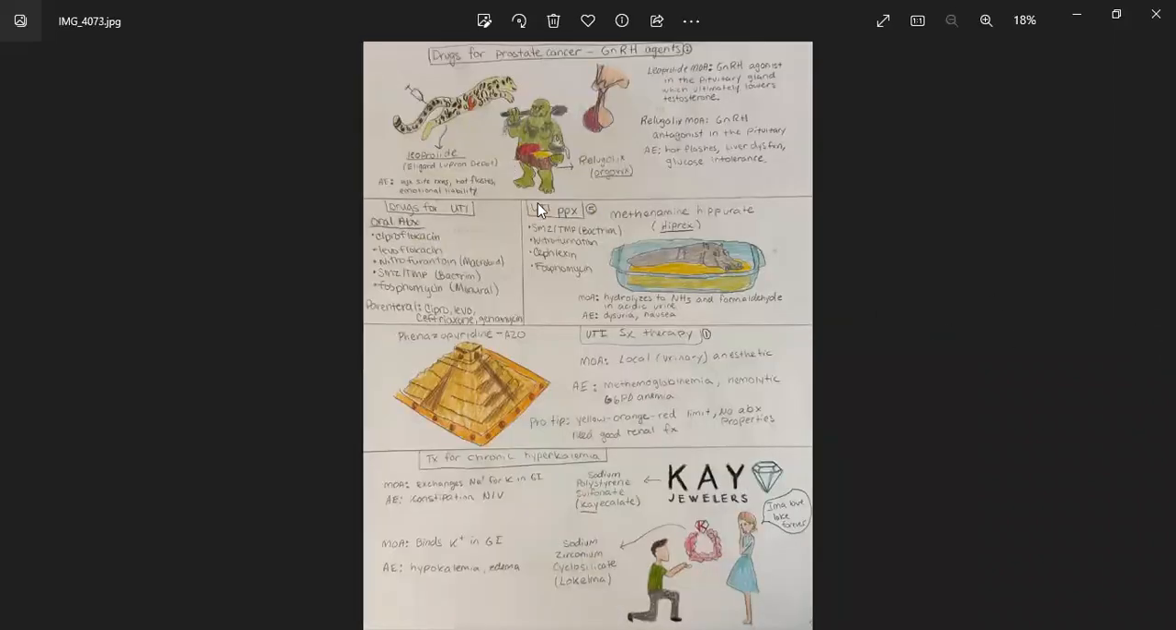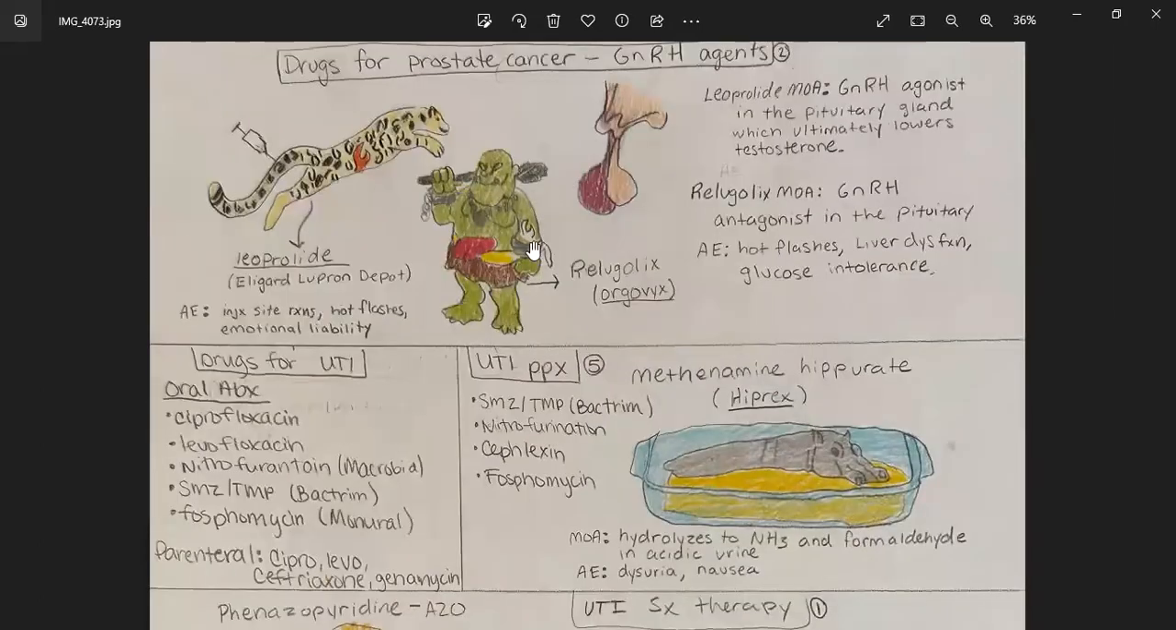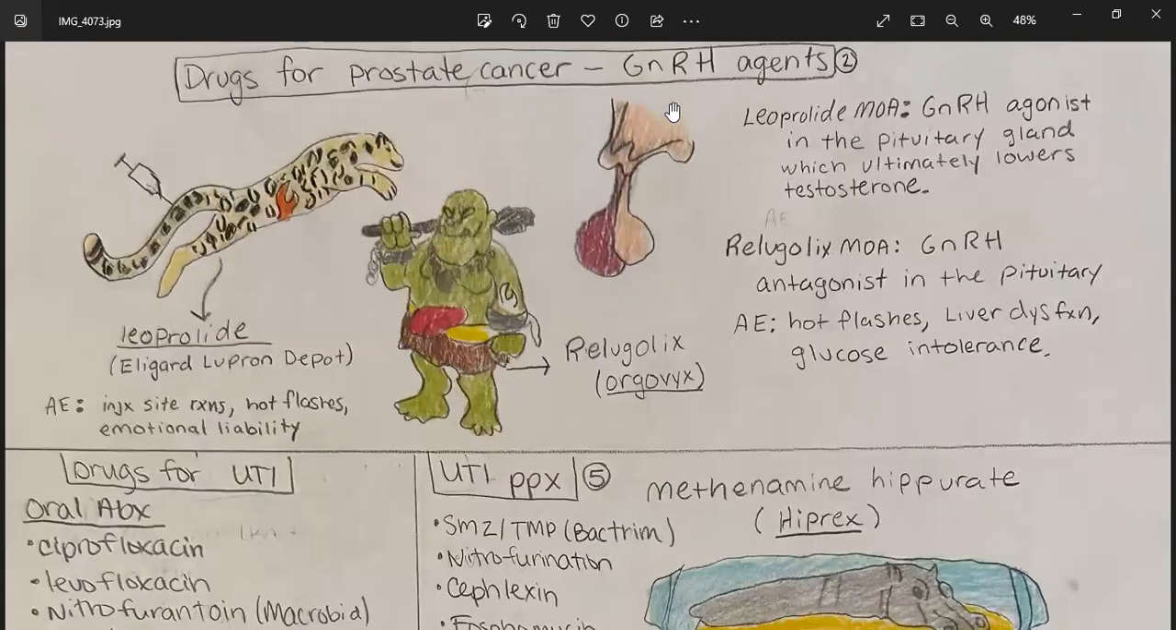Next, these are still for prostate cancer, but they are gonadotropin-releasing hormone agents. So in this picture, we have a leopard. He is trying to pounce on this pituitary gland, but he is being blocked by an ogre. So the leopard is demonstrating leuprolide, and this is a gonadotropin-releasing hormone agonist, whereas the ogre, for Orgovyx, is a gonadotropin-releasing hormone antagonist. Remember that agonists are things that increase the secretion of something, and antagonists block.